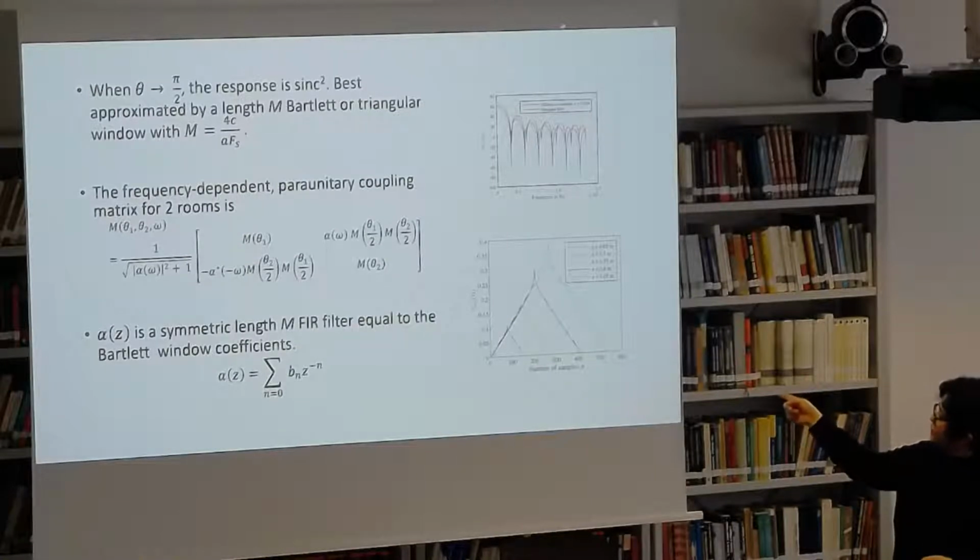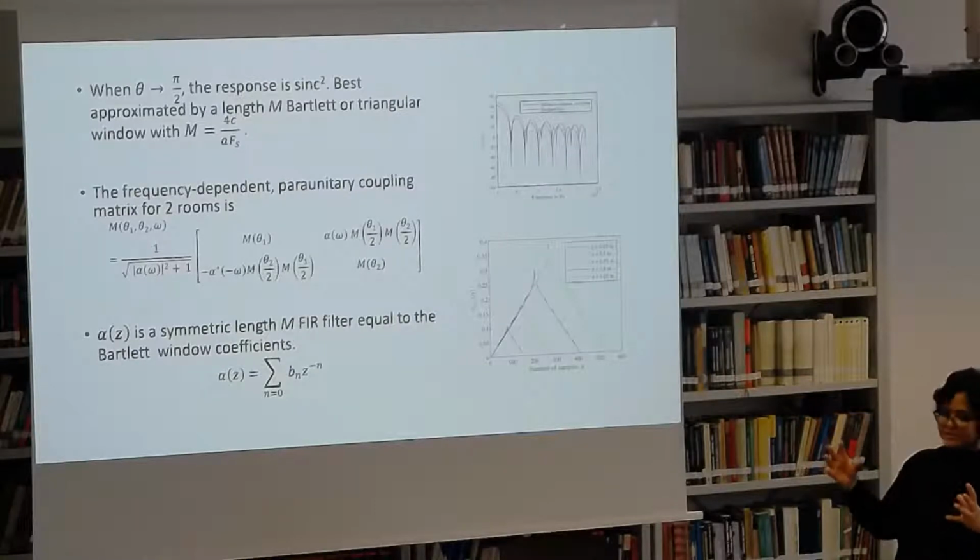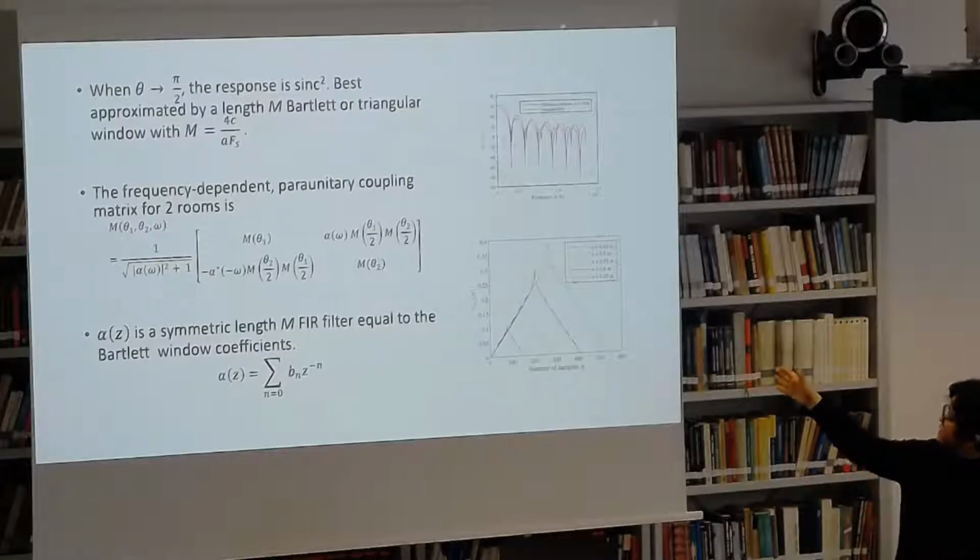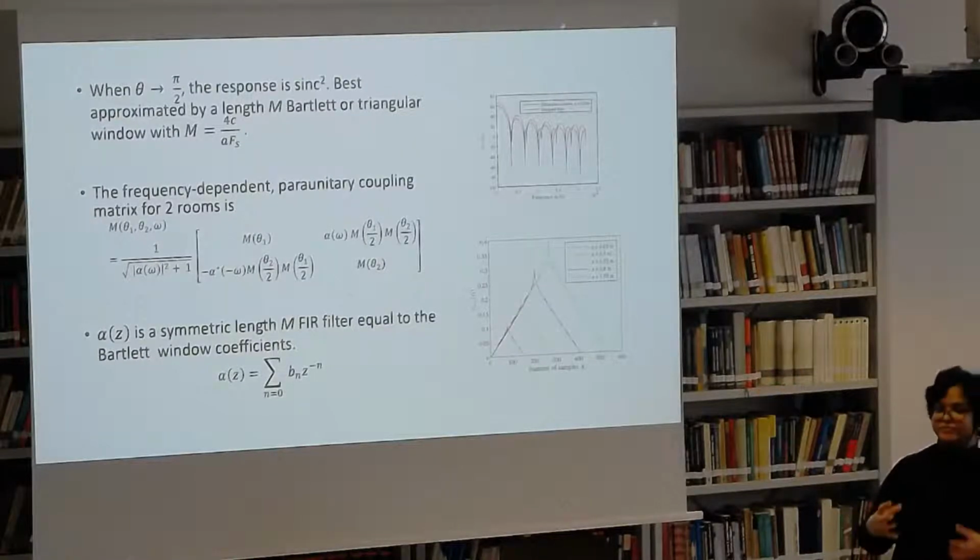And below is again the difference between the exact filter, which is given in the solid line, and the triangular window, which is given in the dashed lines. And we see that as we increase the size of the aperture, the length of this filter increases, and the value of tau also increases. So, of course, as you increase the aperture between the two rooms, then the transmission coefficient increases.